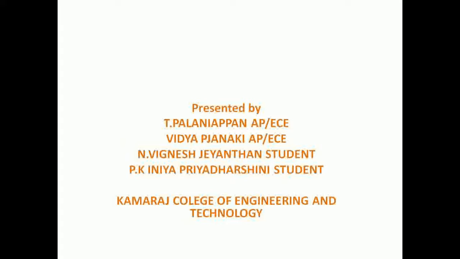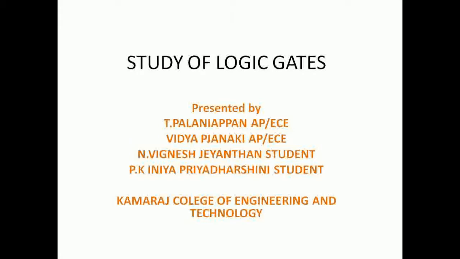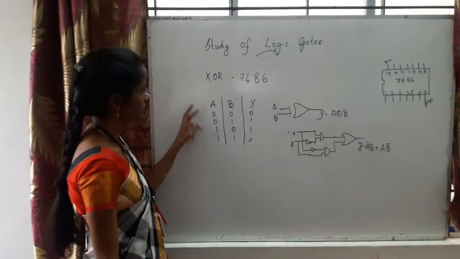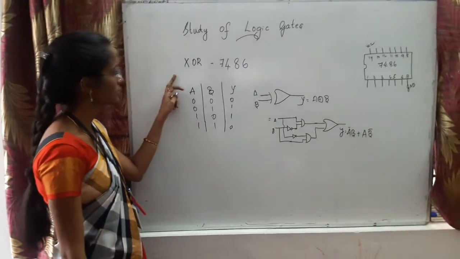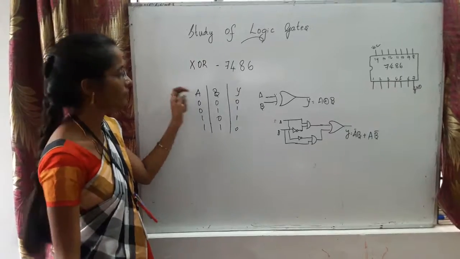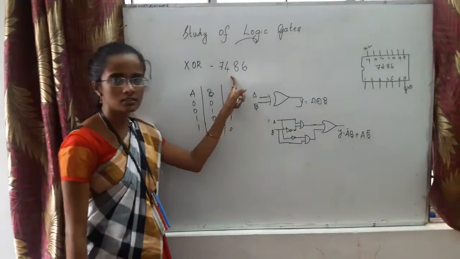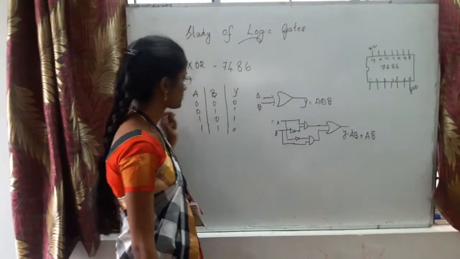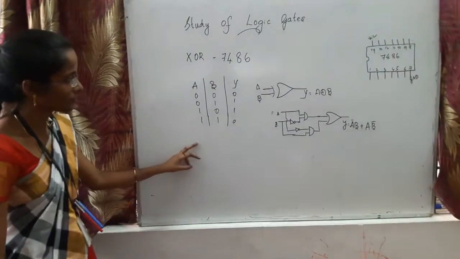Today we shall see the experiment on study of logic gates. Next we shall see the XOR gate. It is called as exclusive OR. Its pin IC number is 7486. This is the truth table of the XOR gates.